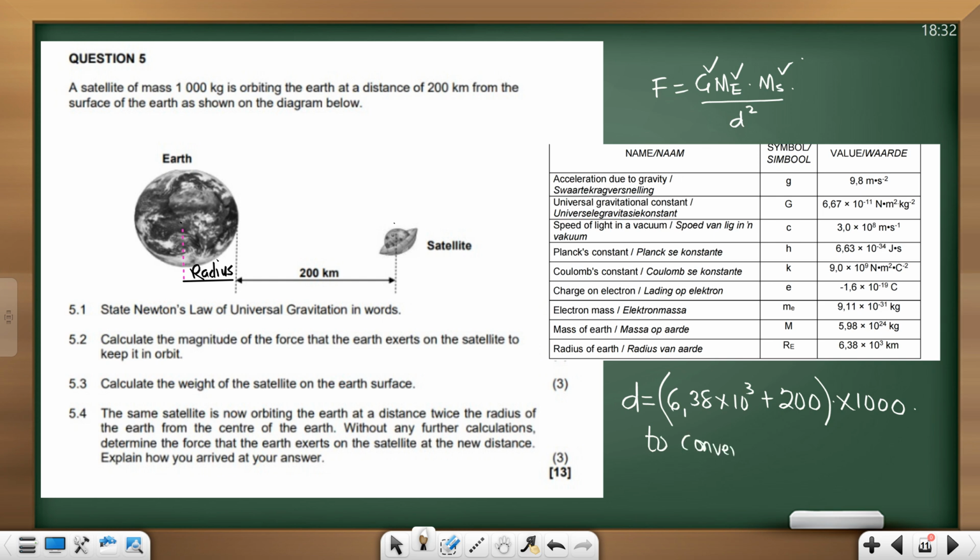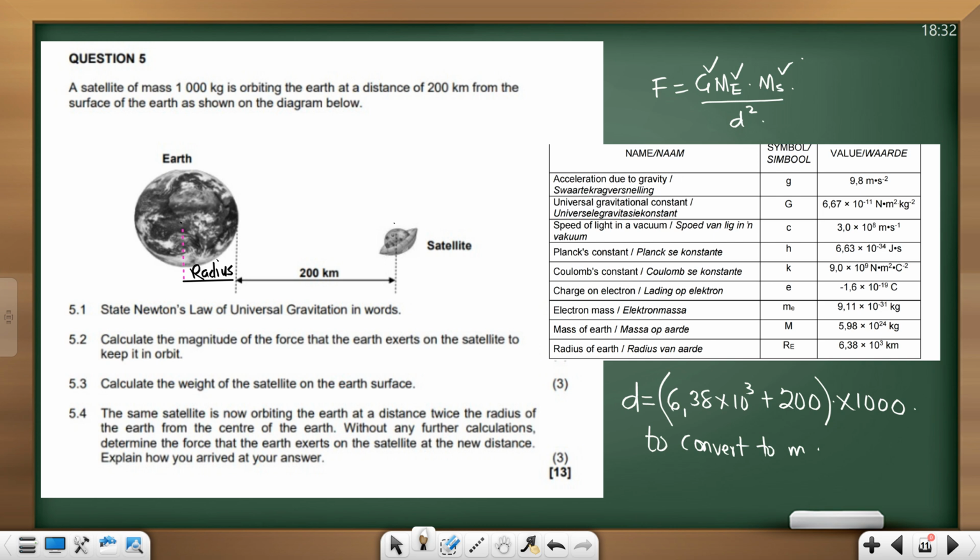I hope this makes sense. We don't work in kilometers. Both of them are given in kilometers. You need to multiply by 1,000. But before you do that, you've got to add, and then you substitute. So we have our D. We can get the F.